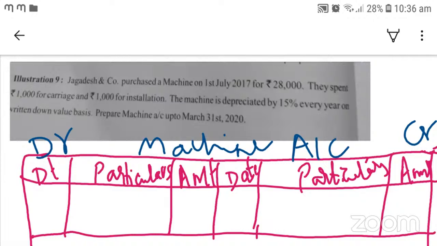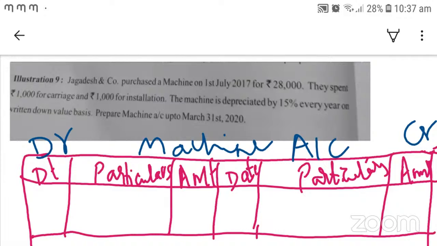Okay, in this you can do the sum as machine account for 3 years. Okay, for the first year the cost will be 30,000, and then on 30,000 we have to provide depreciation. They purchased the machine in July 2017. We have to calculate the months from July. Okay, July, August, September, October, November, December, like this 9 months.